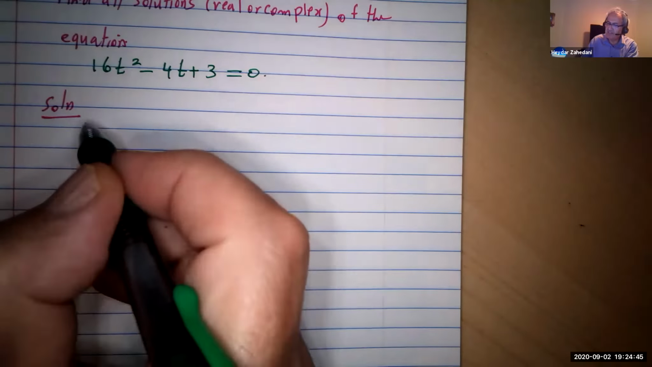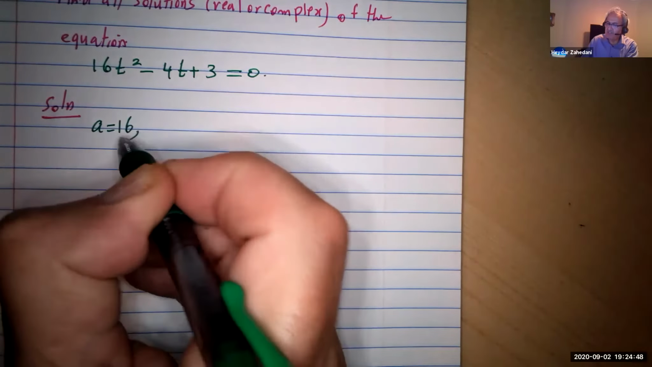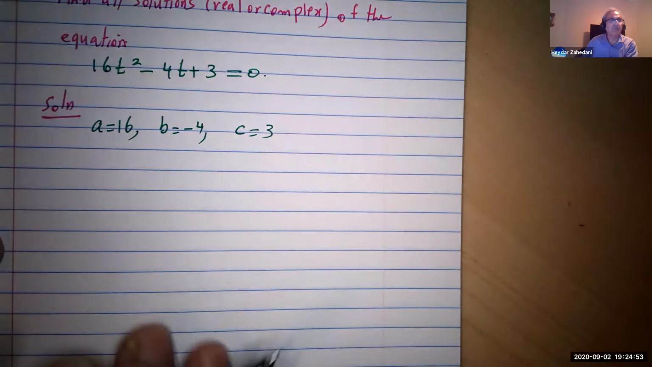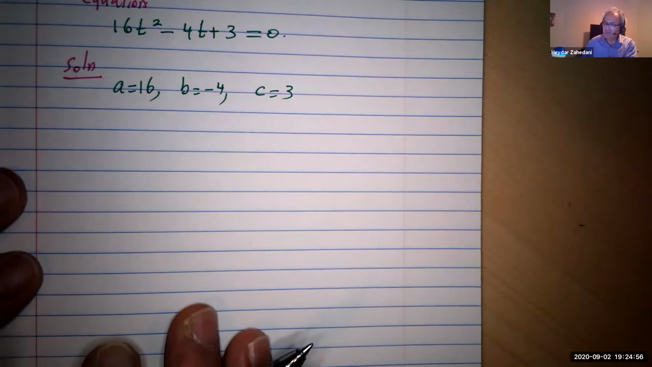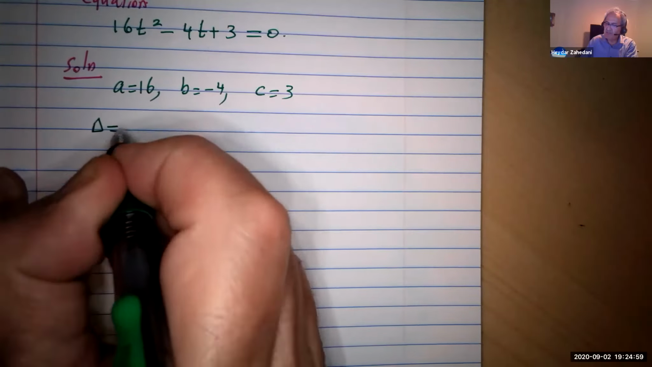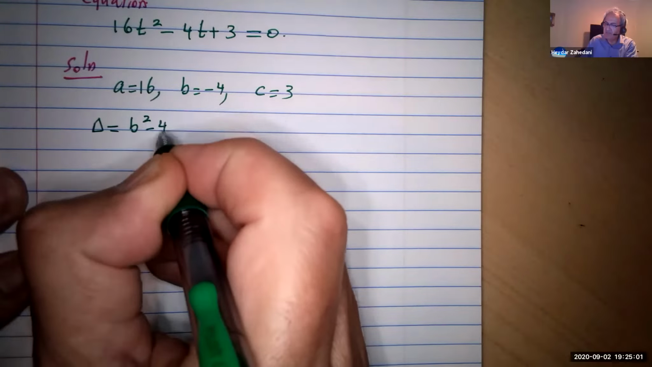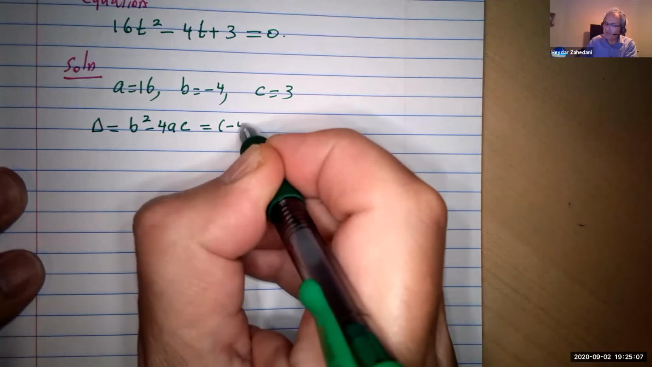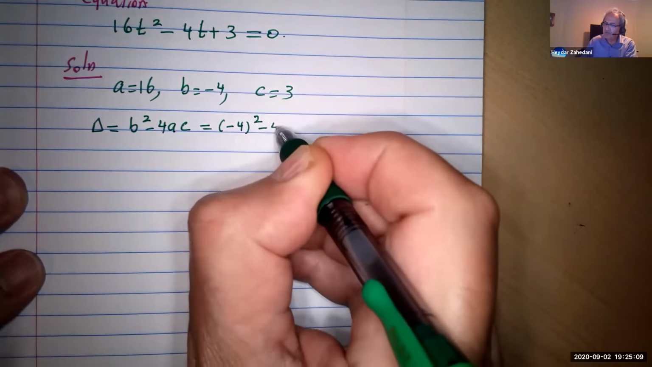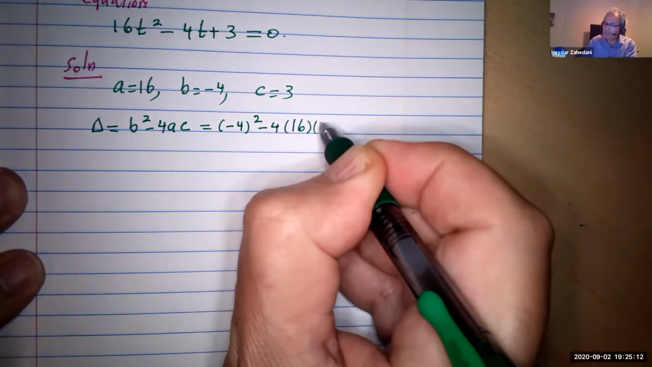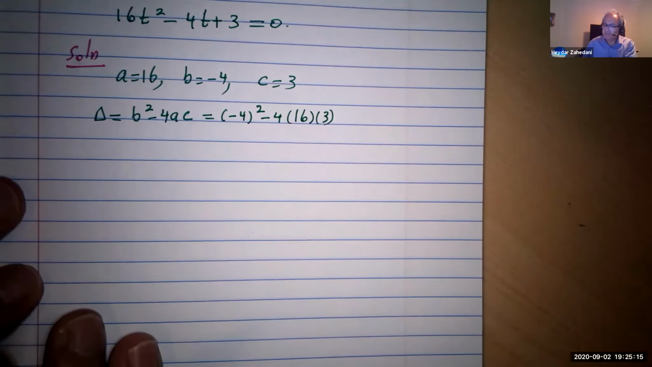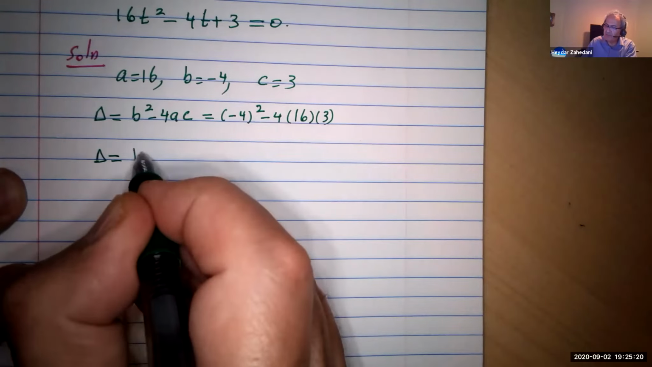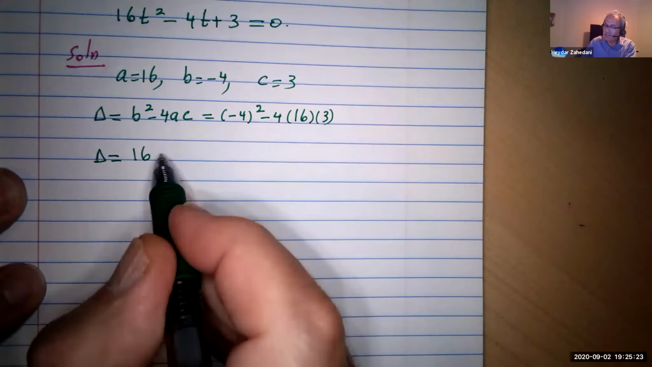So your A is 16, the coefficient of the t squared. Your B is negative 4, and your C is positive 3. So we form the delta to see what type of solutions we have. Delta is B squared minus 4AC. So substitute, use parentheses: negative 4 all squared minus 4 times A, which is 16, times C, which is 3. Simplify it. Delta is equal to negative 4 squared, which is 16.